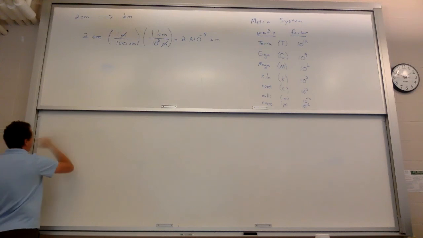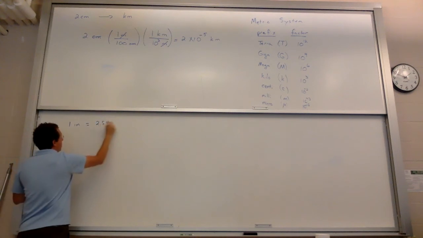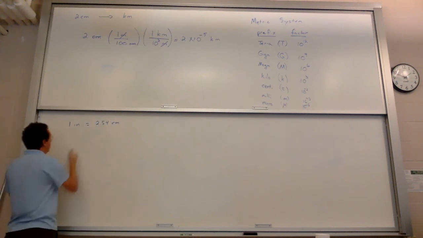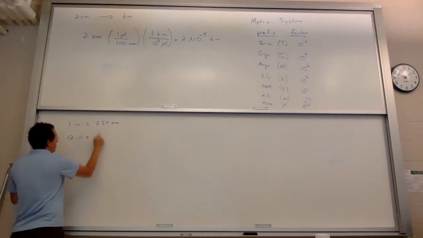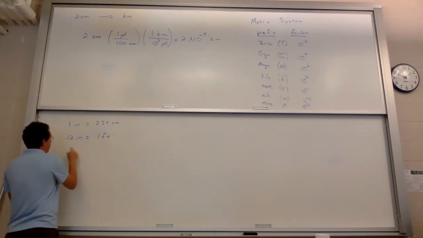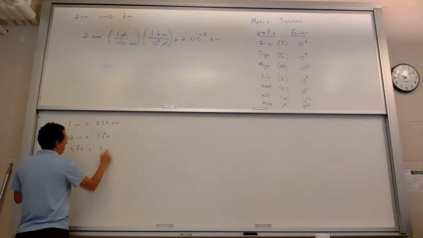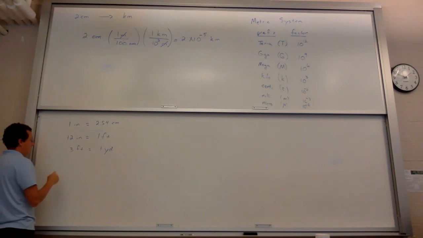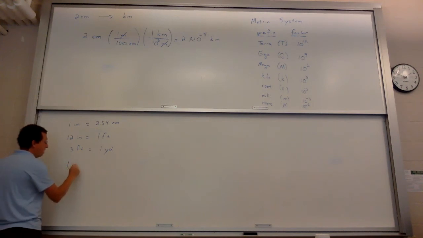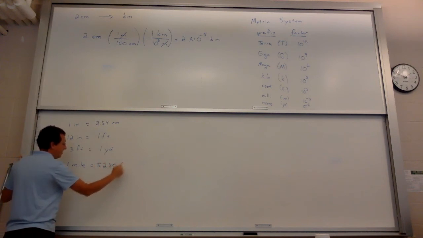We should all know that 1 inch is 2.54 centimeters. Hopefully that's familiar. Similarly, 12 inches would be 1 foot. 3 feet is 1 yard. Also, 1 mile is 5,280 feet.